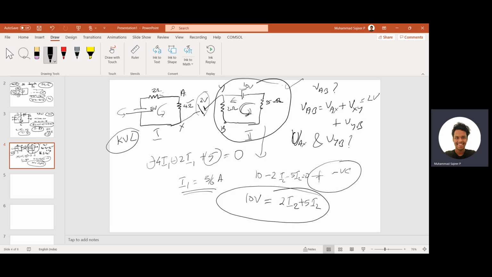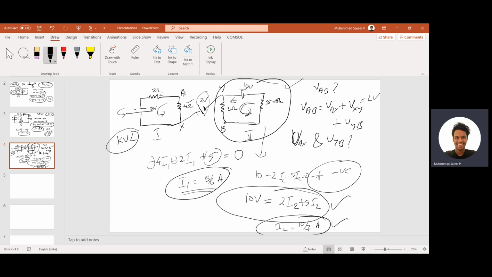We need not be confused about plus or minus. Okay, so if you rearrange it, what will you get? I2 should be 10 by 5 plus 2, that is 10 by 7. So I2 should be 10 by 7 ampere. That's also clear, I guess. So we got I1, we got I2.